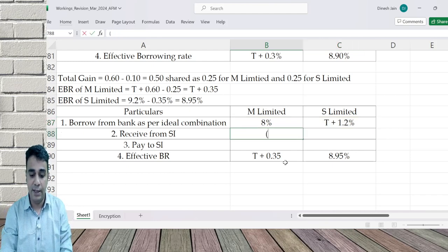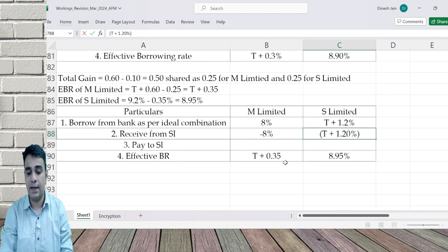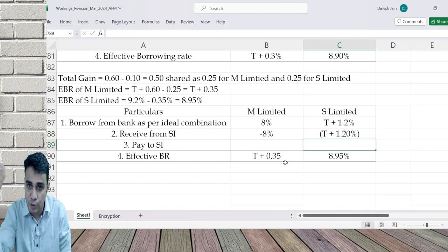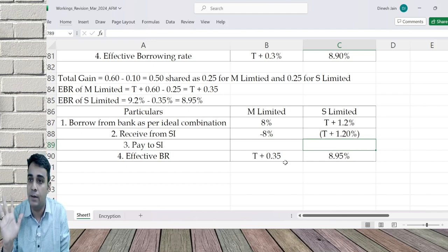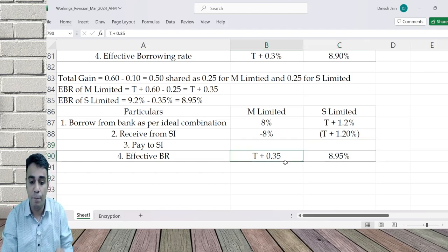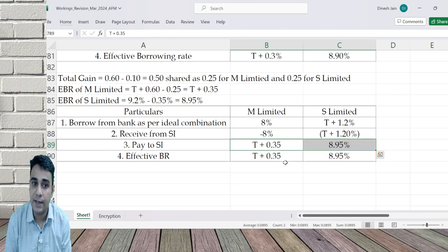So I receive 8%. I receive T plus 1.2%. Whatever you paid to the bank, you receive from the intermediary. Very simple. Whatever you paid, receive from the intermediary. Both got cancelled. What do you pay? You pay your effective rate. 3 and 4 is the same. What you pay is the effective borrowing rate.